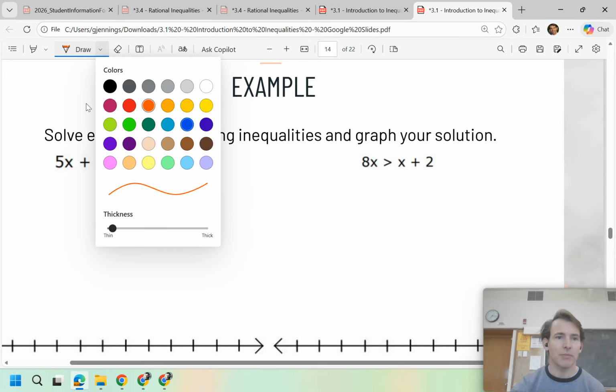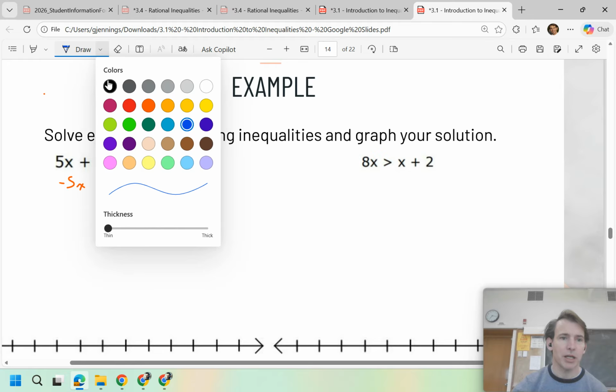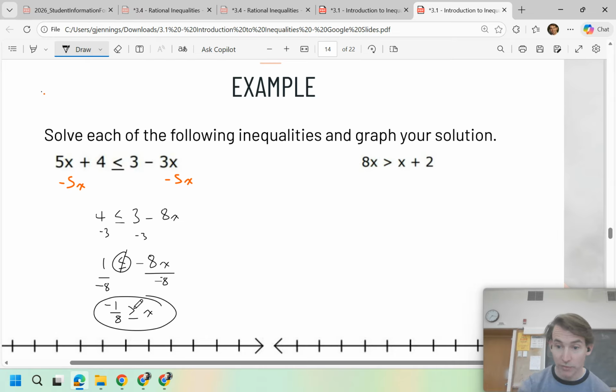Let's say over here I do this inefficiently and I take away 5x from both sides. Okay. That should be fine. I should be able to retain the same flow. So I have 4 is less than or equal to 3 minus 8x. And then I take away 3 from both sides. Because I'm adding and subtracting, no problems. I don't have to worry about that. And then here, negative 8x is greater than or equal to 1. If I were to divide by negative 8, I have to change this one's sign. Okay, so the direction, sorry. So I have minus 1/8 is greater than or equal to x. It changes direction in that moment where I divide by minus 8.